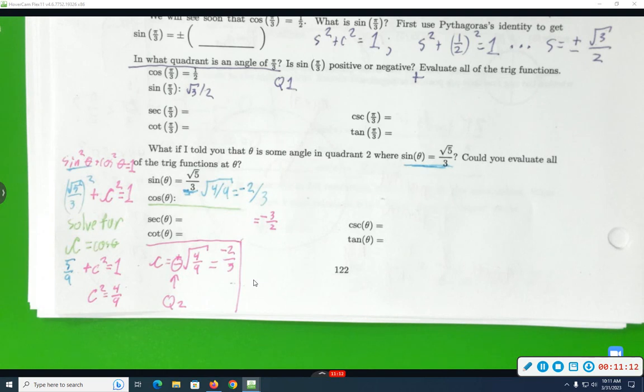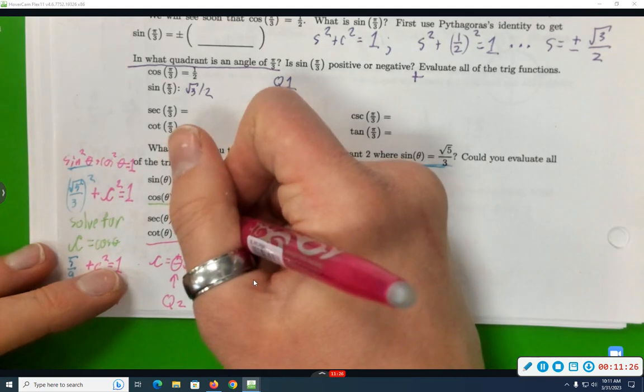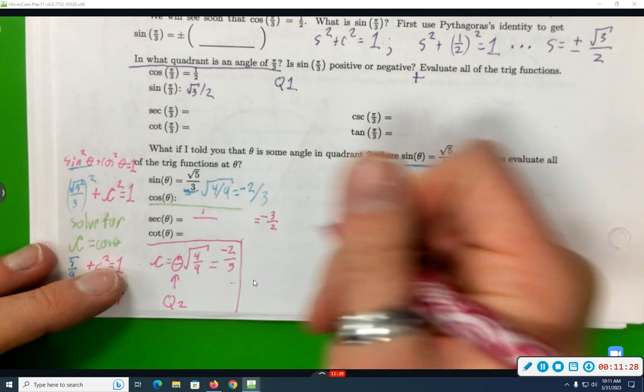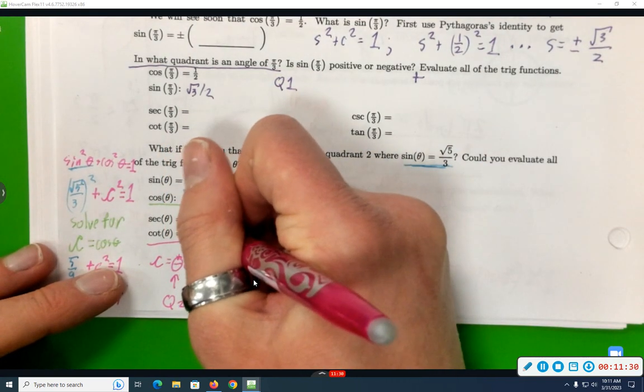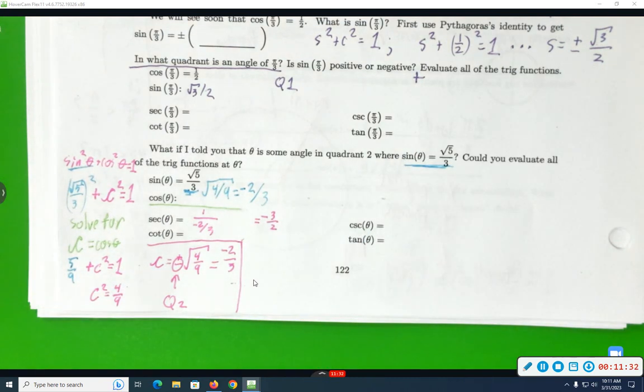Yeah, so let's talk through where that came from. I think that's correct. Where did negative 3 over 2 come from? It's the reciprocal of cosine. Secant is 1 over cosine. So secant of theta will be 1 over negative 2 over 3, which is negative 3 over 2.